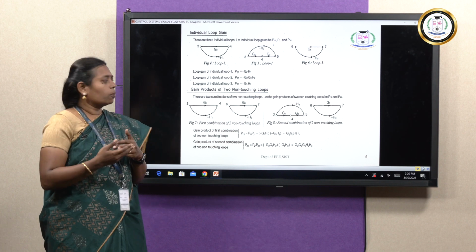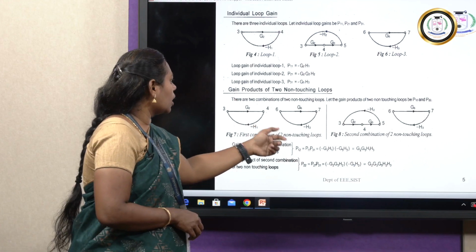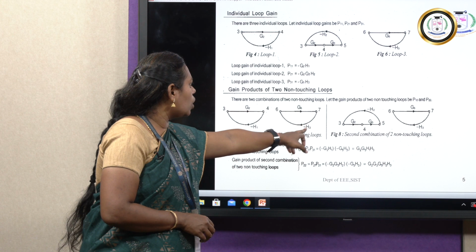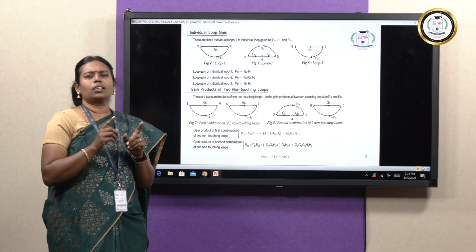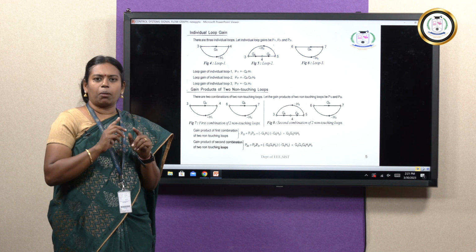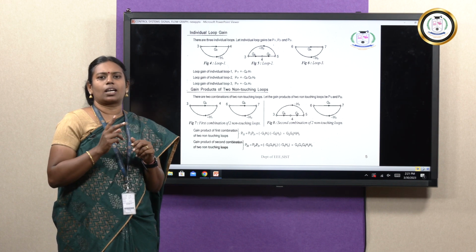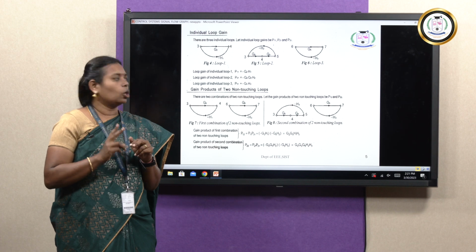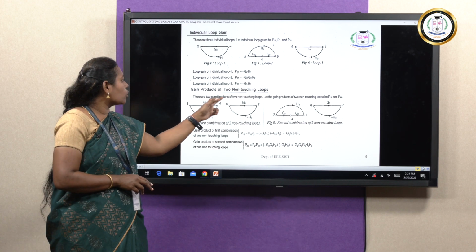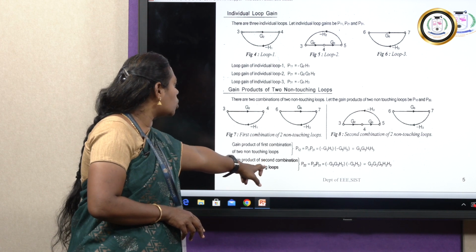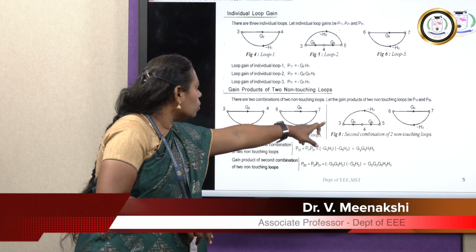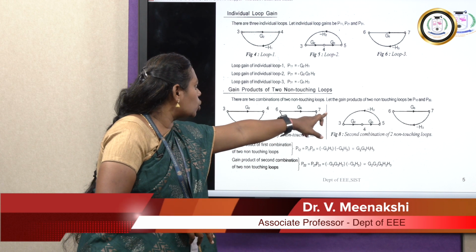So take two more loops. The second combination of two non-touching loops is 3, 4, 5 and 6, 7. If you are taking two loops, you have to see that the numbers are not repeated. If the numbers are not repeated, then the two loops are considered non-touching loops. So multiply the gain products of the two loops. The gain product of the second combination of two non-touching loops has the gains G2, G3, G5, H2 and H3.